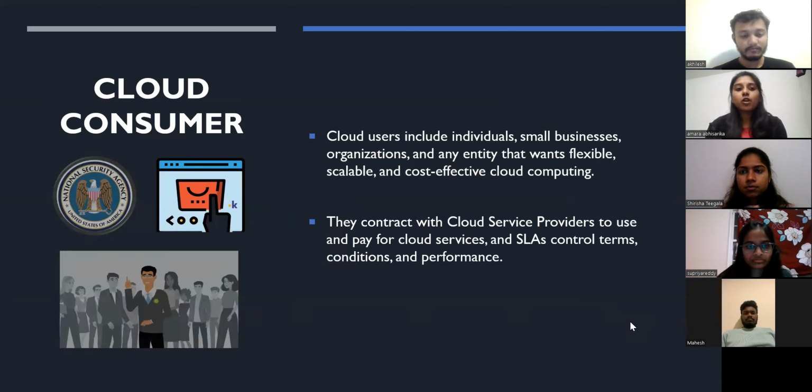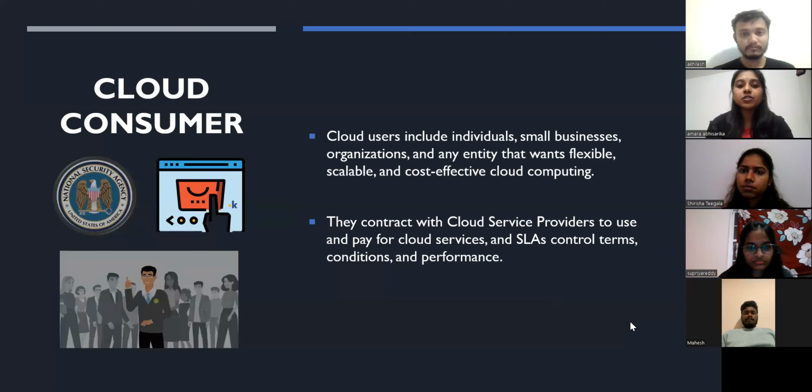Coming to cloud consumer, these are users who use the cloud, from individuals to enterprises, who want to take advantage of flexible, scalable, and affordable cloud computing. They interact with providers of cloud services, signing agreements to make use of and pay for different cloud services. Service level agreements create a clear, mutually acceptable structure for cloud service delivery by defining the terms, conditions, and performance expectations.